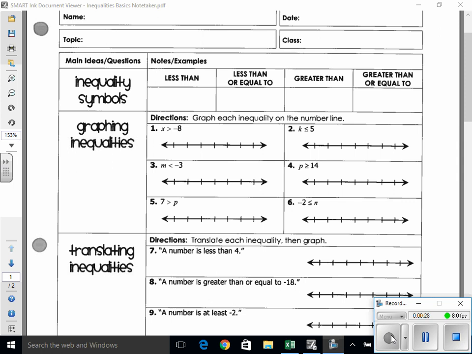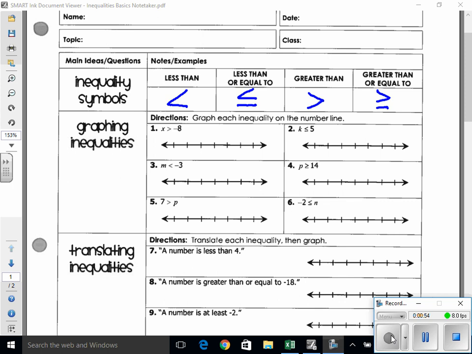So the first thing we want to review are the names of the symbols and what they look like. Less than is the one that points to the left. Less than or equal to has the less than symbol and a piece of the equal bar underneath it. Greater than points to the right. Greater than or equal to is the greater than symbol with a piece of the equal bar. Please make sure when you write your symbols, if you need the equal bar there, that we can see it, because if we can't see it, then it has to be marked wrong because it's not the right symbol.